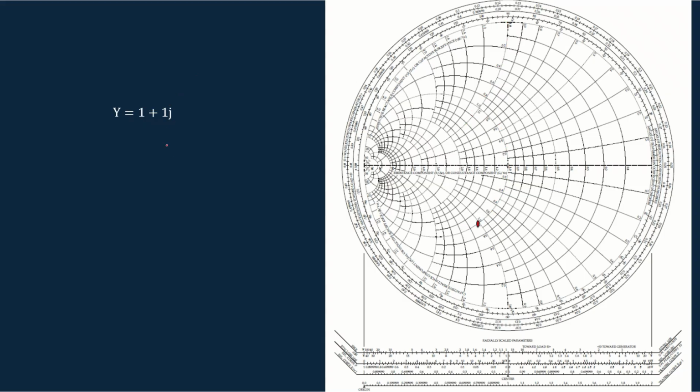Similarly, if it is 1 plus 1j, this plus 1j represents the capacitive value. So if we have to represent this on the admittance chart, first find the constant conductance circle and find plus 1j. This is the capacitive value corresponding to plus 1j, and the intersection will correspond to this value. This is how we find the normalized admittance value in the admittance chart.